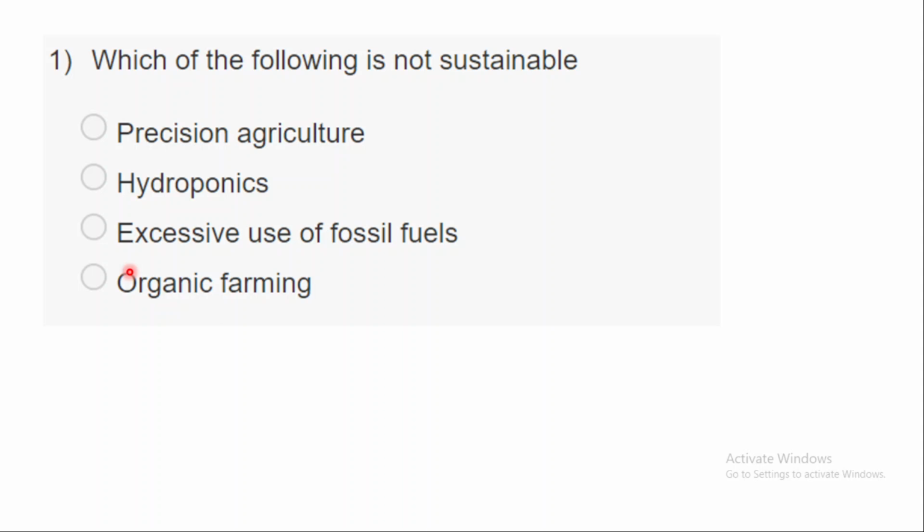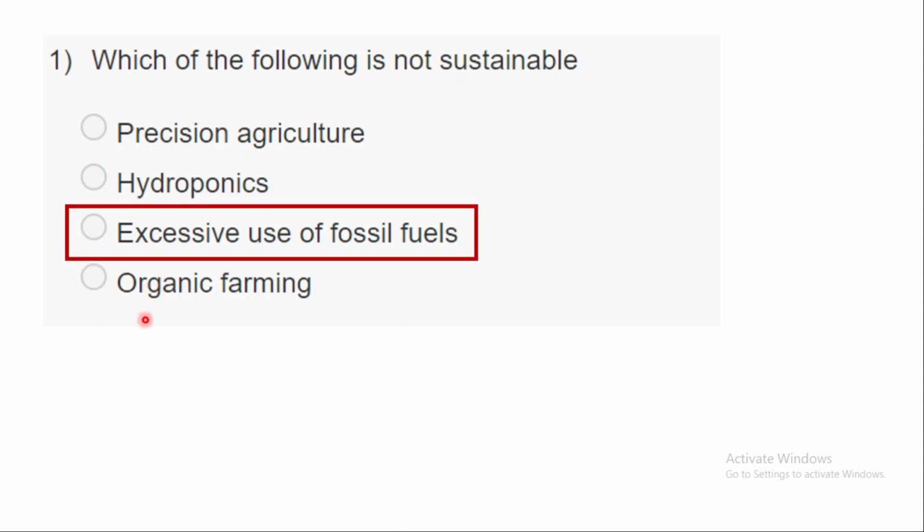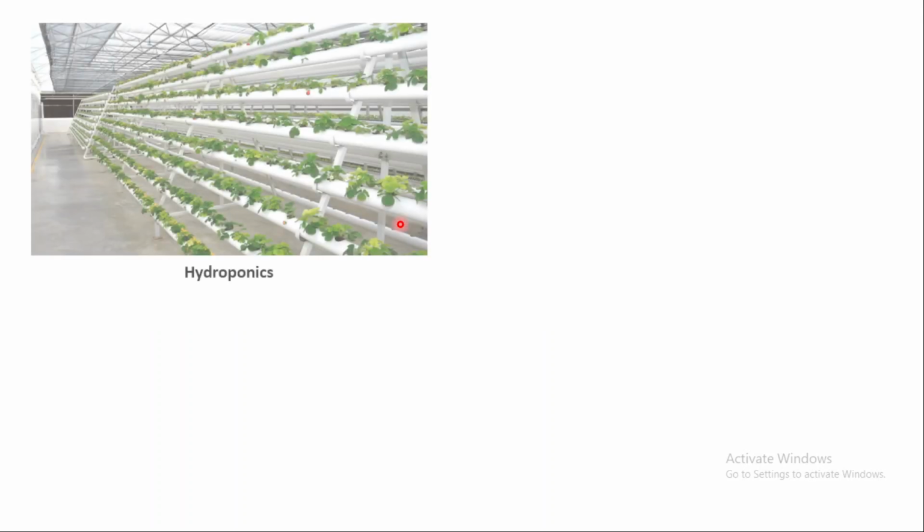I'm expecting some answers. Okay, there are lots of answers. Rashmi says 3, Vaishnavi 3, Soumyadeep C, Punit C, third option. So most of us have answered C. Let's see what's the correct answer. Exactly, all the students are very correct. Excessive use of fossil fuels is not sustainable, right? Let's see what the other options hold for us.